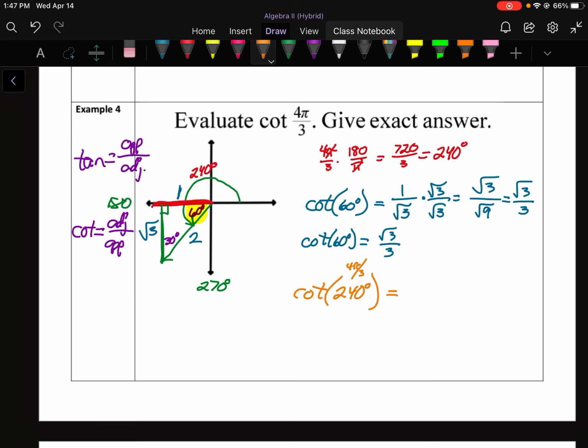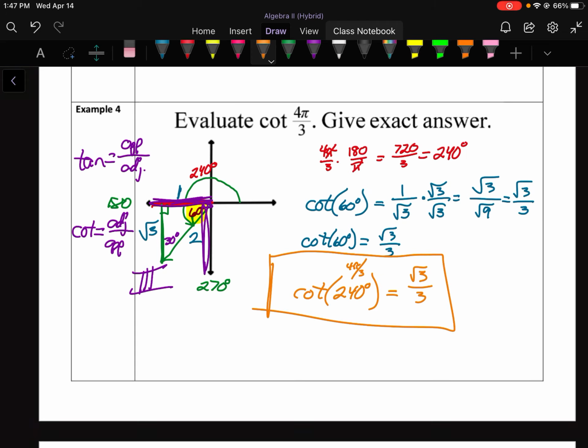now cotangent and tangent both deal with x and y together. So in the first quadrant, x and y are both positive, so tangent and cotangent are both positive. In the third quadrant down here, x and y are both negative, but two negatives make a positive, so cotangent and tangent would still stay positive. So cotangent of 240 degrees would be the square root of 3 over 3, the positive version.